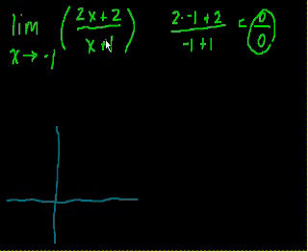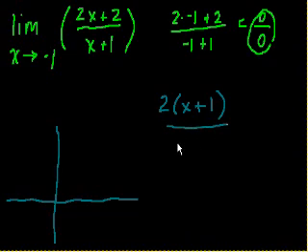So I want to rewrite this expression in a way that maybe I can simplify it. 2x plus 2, isn't that the same thing as 2 times x plus 1? 2x plus 2 is the same thing as 2 times x plus 1. And then all of that is over x plus 1.